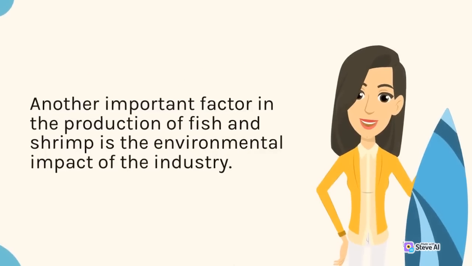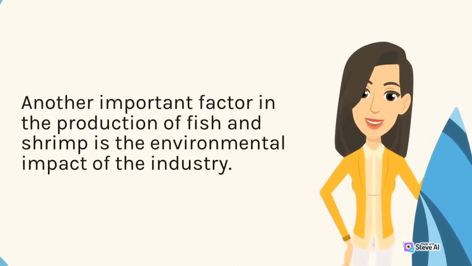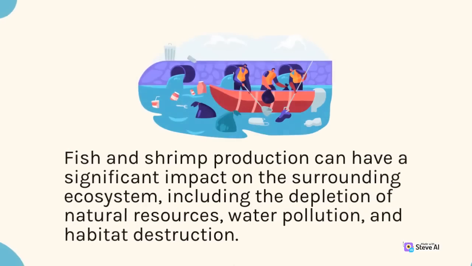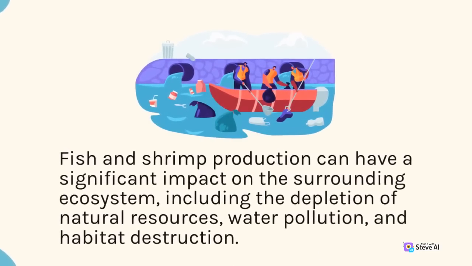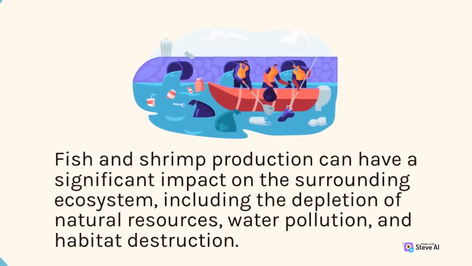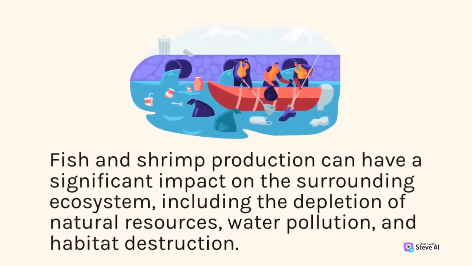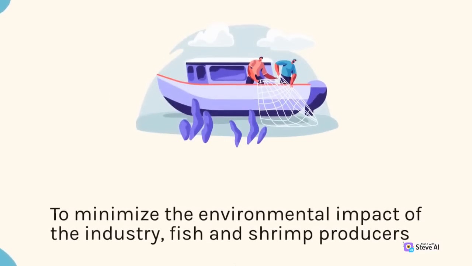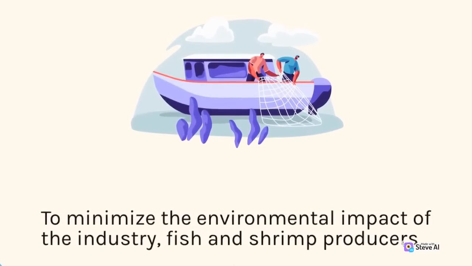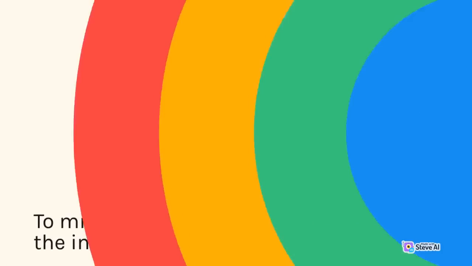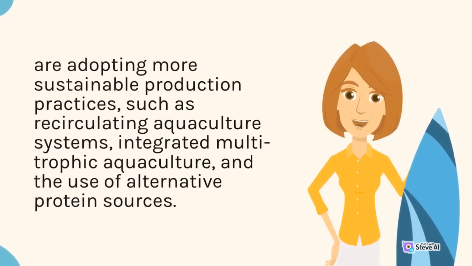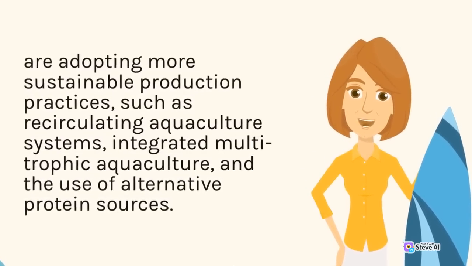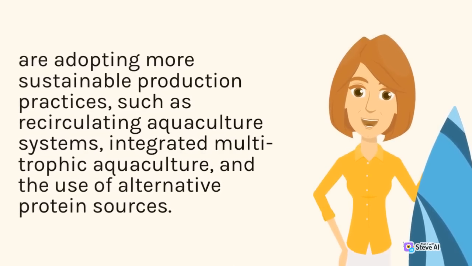Another important factor in the production of fish and shrimp is the environmental impact of the industry. Fish and shrimp production can have a significant impact on the surrounding ecosystem, including the depletion of natural resources, water pollution, and habitat destruction. To minimize the environmental impact of the industry, fish and shrimp producers are adopting more sustainable production practices, such as recirculating aquaculture systems, integrated multi-trophic aquaculture, and the use of alternative protein sources.